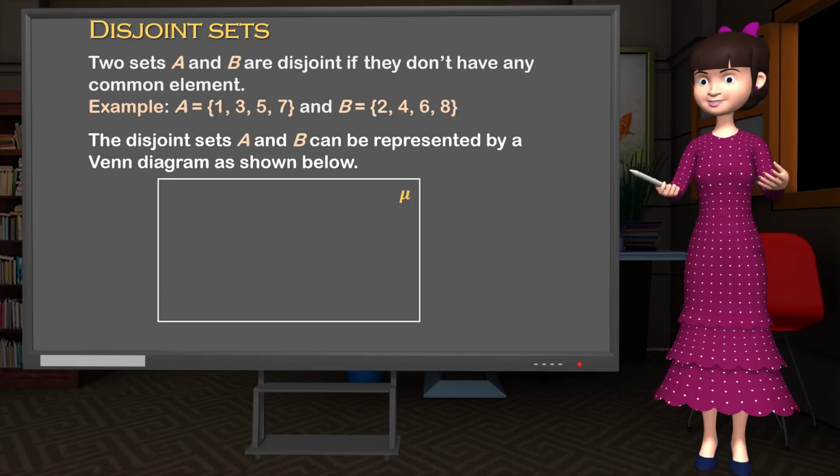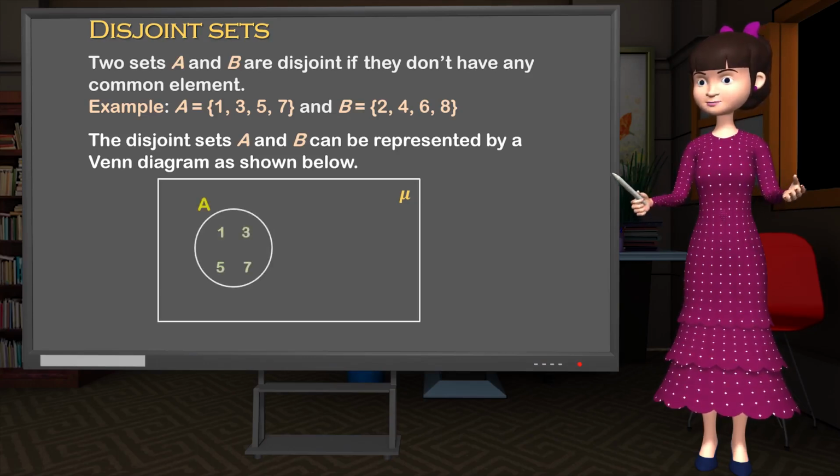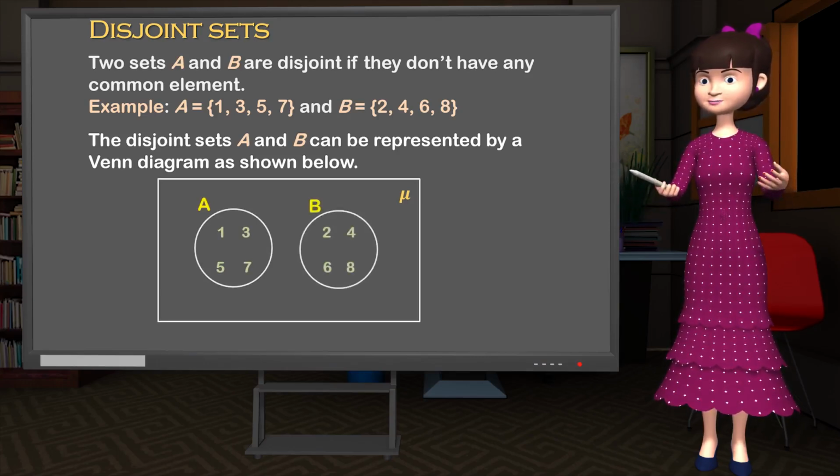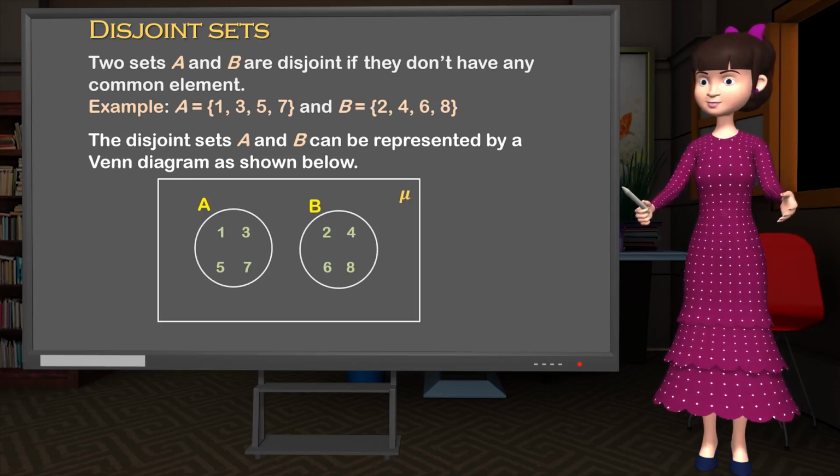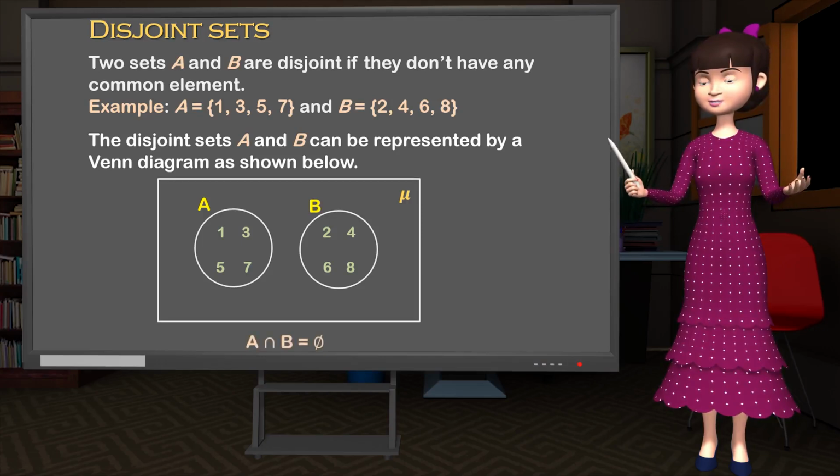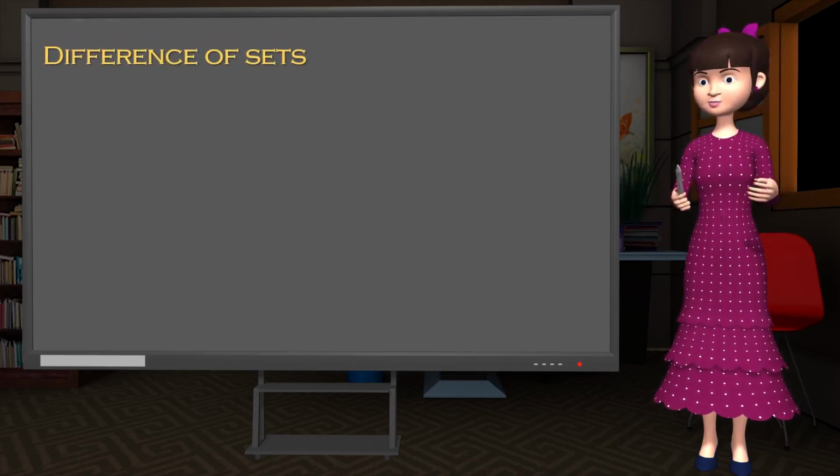In set A, we can observe 1, 3, 5, 7 and in set B, we can observe 2, 4, 6, 8. And these two sets A and B are disjoint. That is, they don't have any common elements. The third basic operation is the difference of sets.